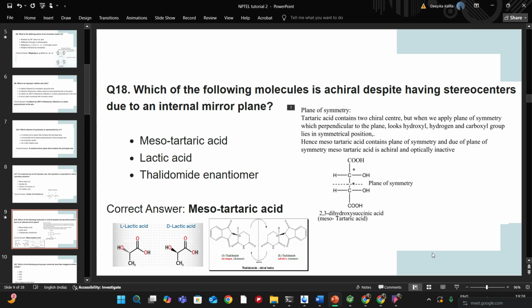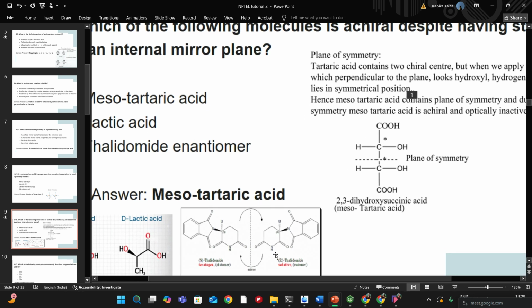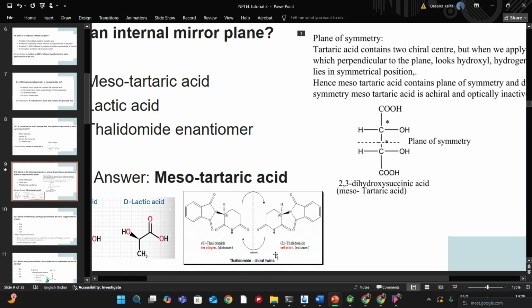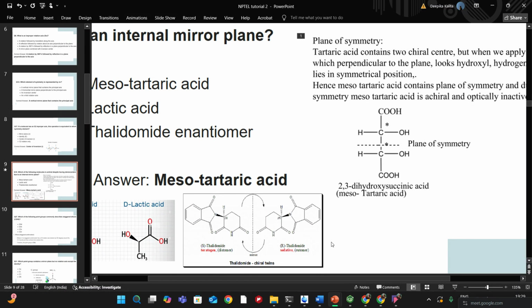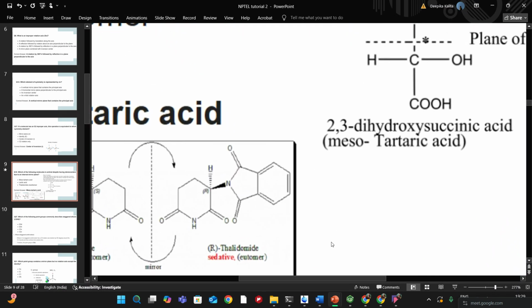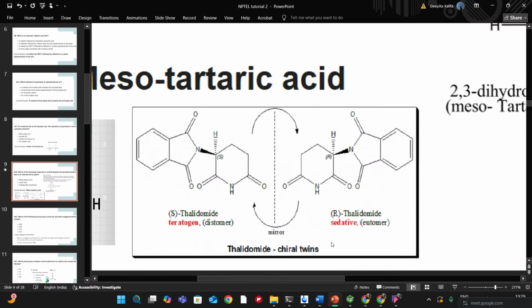Next we have: which of the following molecules is achiral despite having stereocenters due to an internal mirror plane? So out of meso-tartaric acid, lactic acid and thalidomide enantiomer. You can see lactic acid enantiomers are given here, L and D, and thalidomide enantiomers are also given here, where the stereocenters are denoted as R and S.